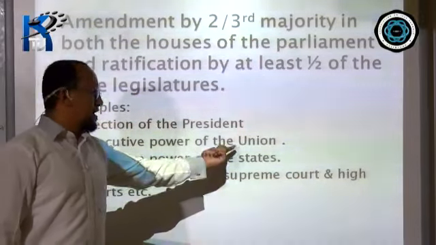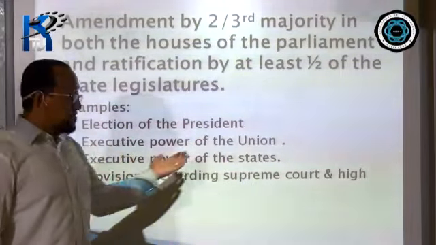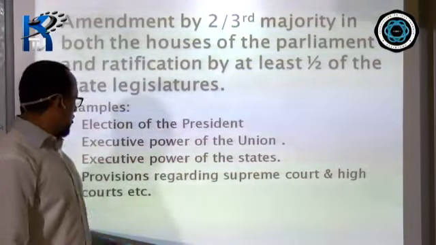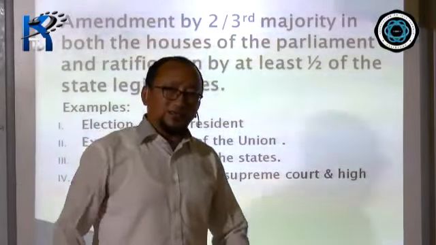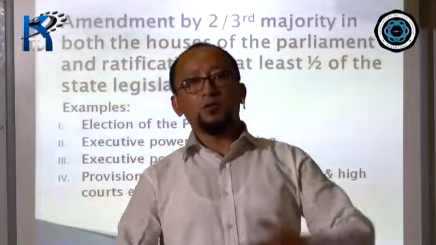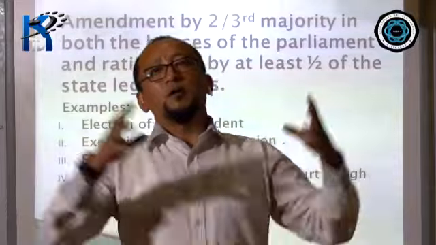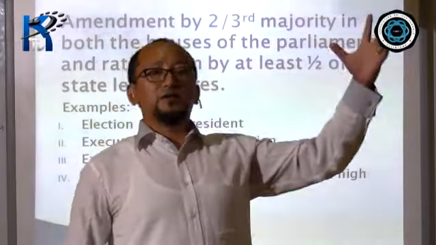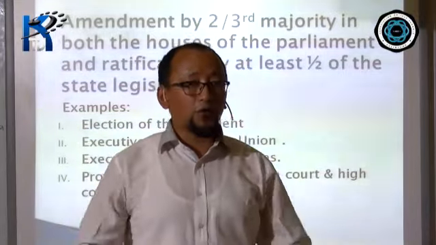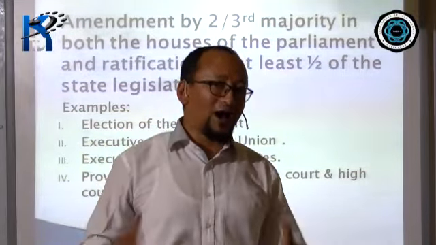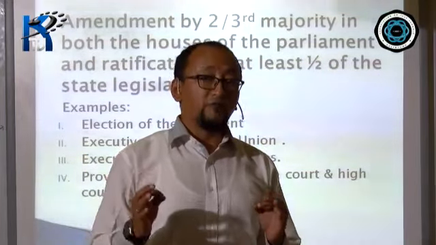Executive power of the union, that means of the central government. Or you talk about the powers of the states. Or provisions regarding the Supreme Court and the High Courts. Now see here, children, these are difficult to amend. You talk about the powers of the president, the election of the president, the executive powers of the central government, the state government, or even the Supreme Court and the High Court. The functioning, the organization, how it works. These are difficult to amend, or it's very, very rigid.